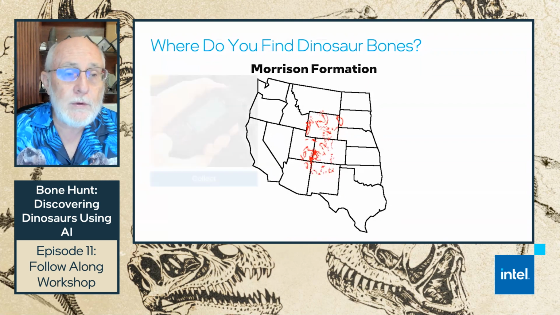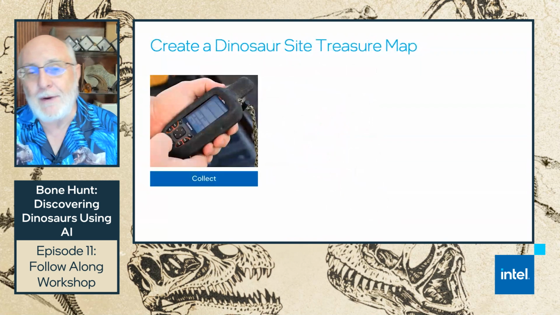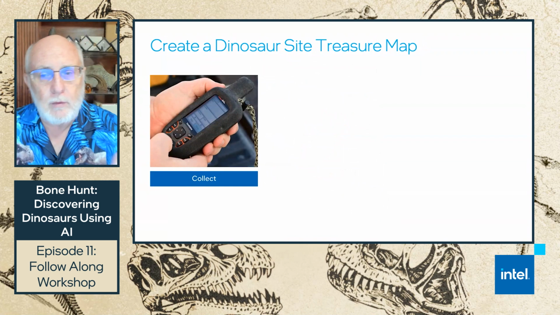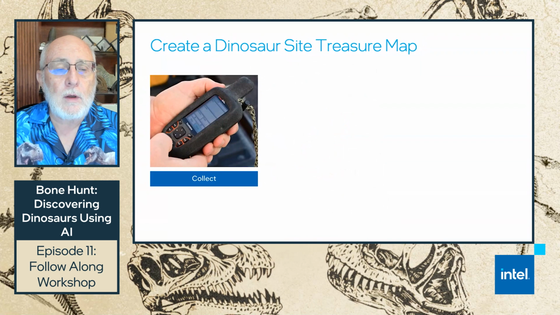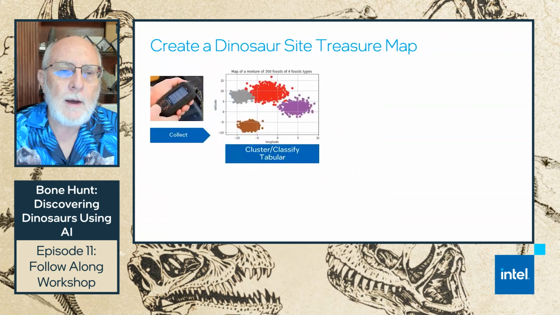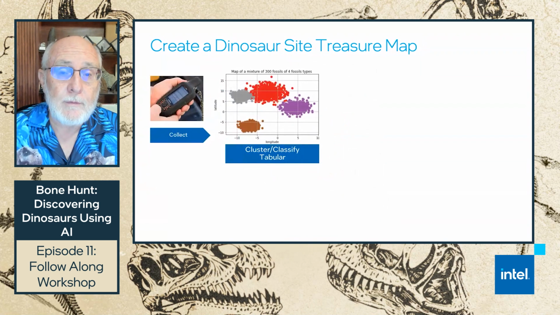So the first thing you do is create a dinosaur site treasure map, a heat map, if you will. You collect the data, the waypoints of where you find bones. And by extension, you keep track of the trackway that you use, your tracks, so you can identify the areas where you also did not find bone. And then you can cluster and classify. You can use clustering, and we'll show you how to do that today, to identify the birds of a feather.